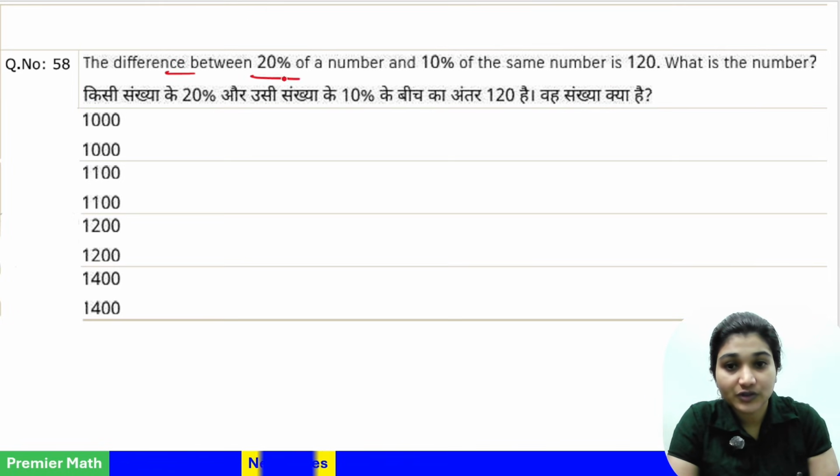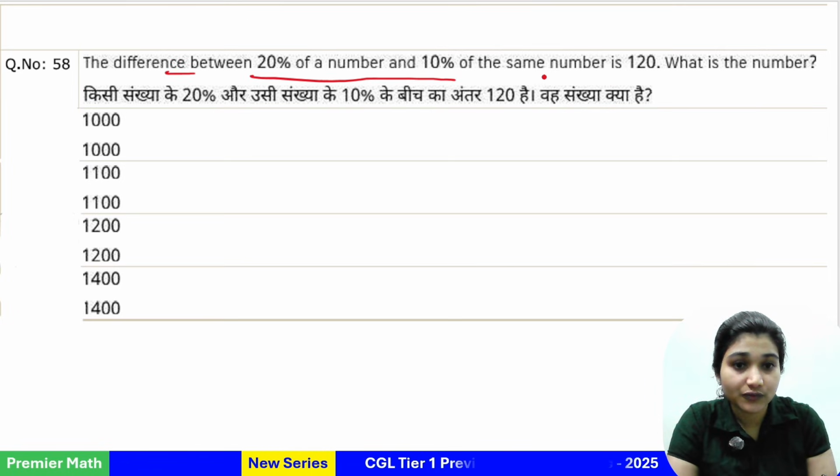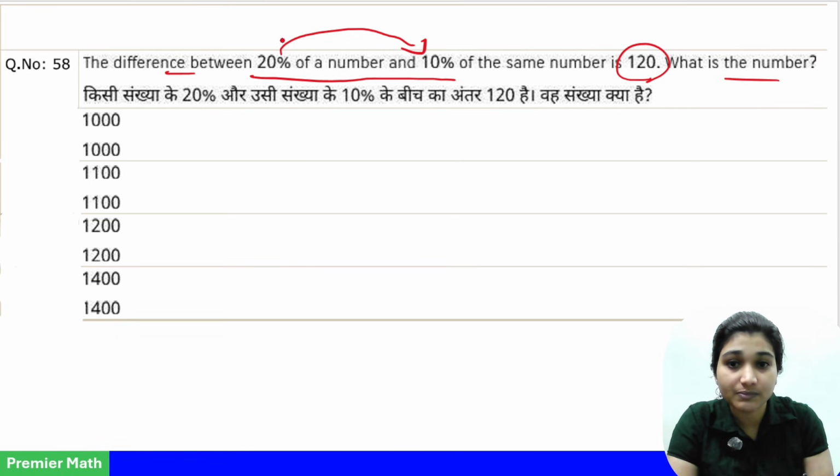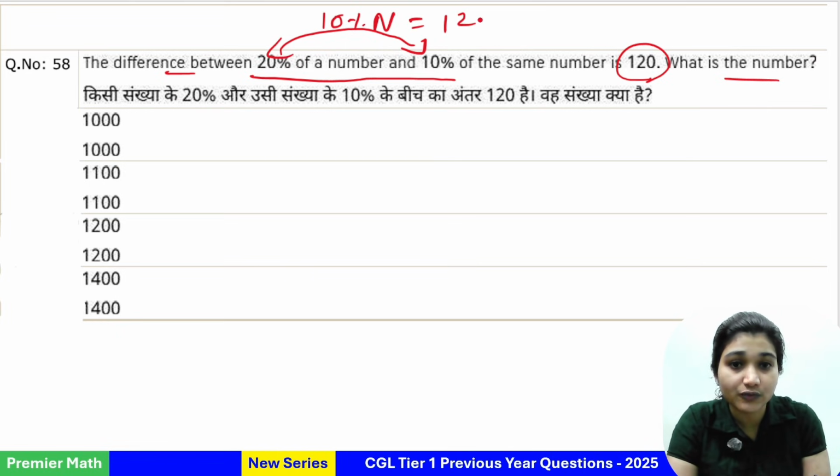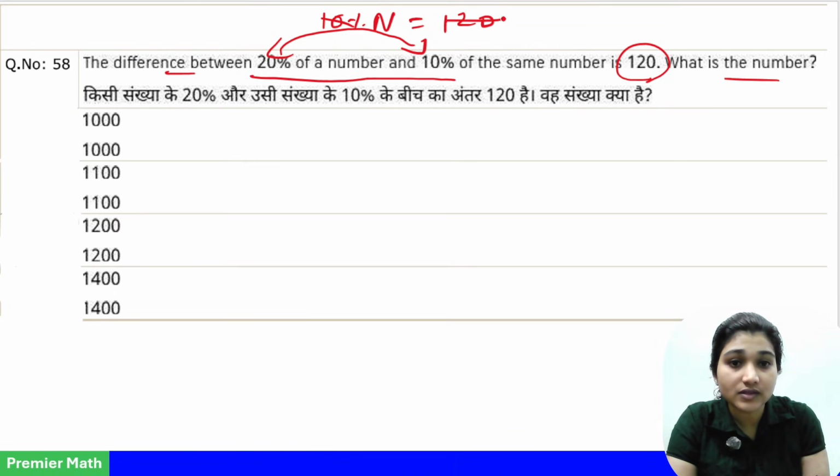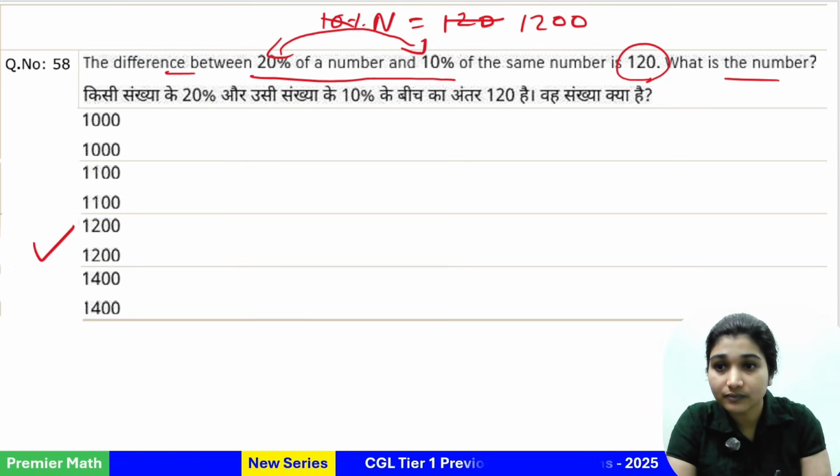The difference between 20% of a number and 10% of the same number is 120. What is the number? Here the difference between 20% and 10% is 10%. 10% of the number is equal to 120, which means the number is equal to 1200. Option 3 is your answer.